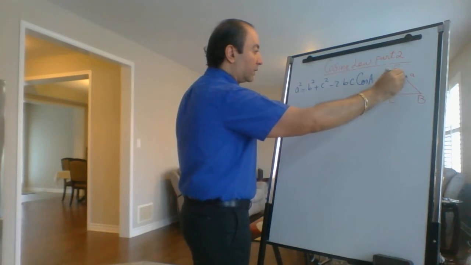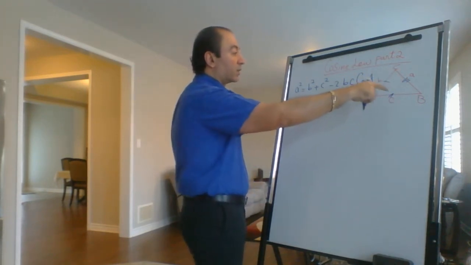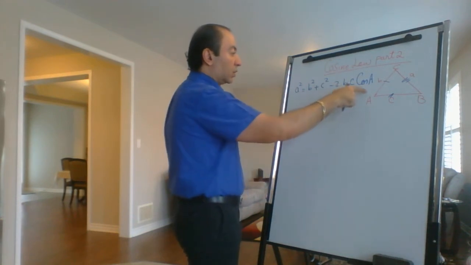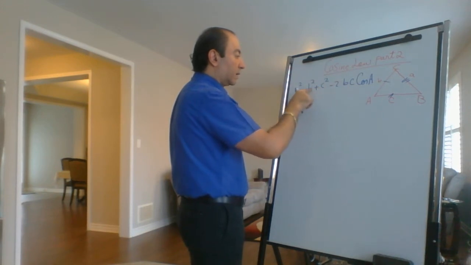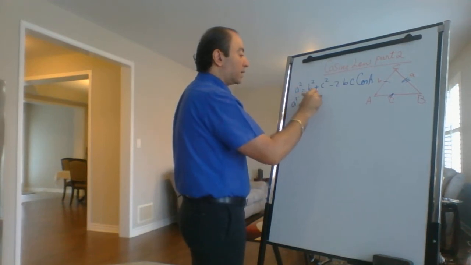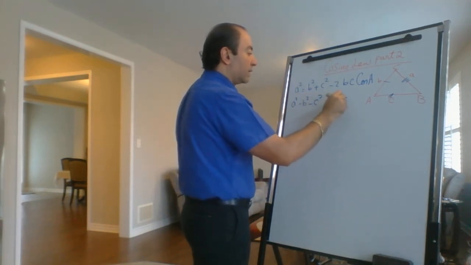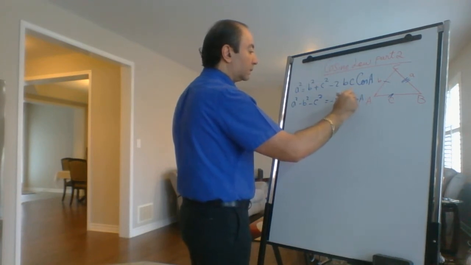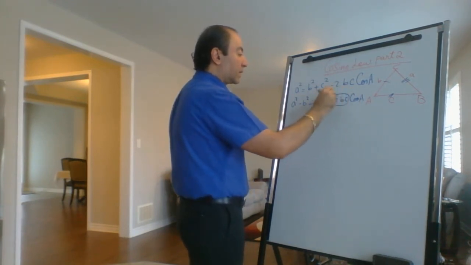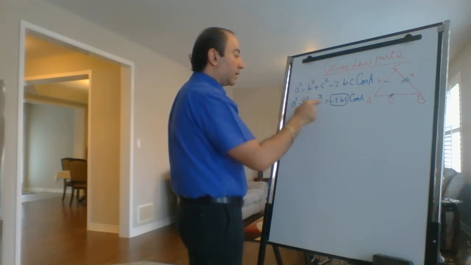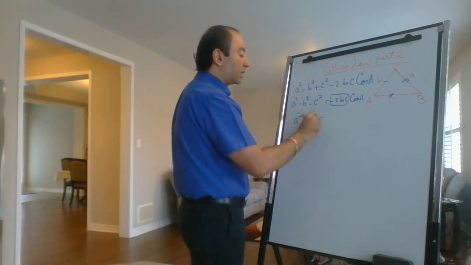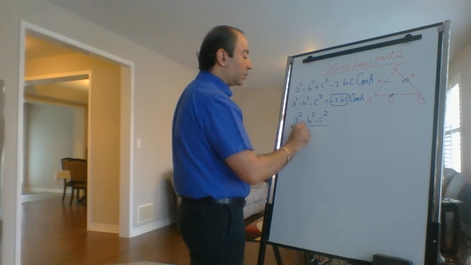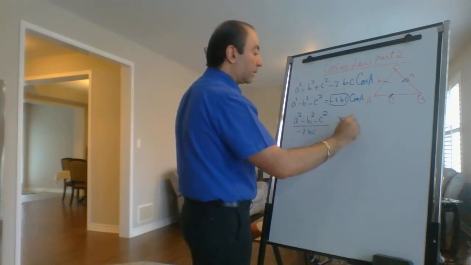So if we know the length of these three sides, how do we find the measurement of angles A, B, and C? If I want to isolate cosine A, I will send these two to the other side. So a squared minus b squared minus c squared equals negative 2bc cosine A. Then I will get rid of this by dividing both sides by negative 2bc. So it will be a squared minus b squared minus c squared over negative 2bc. That will equal cosine A.